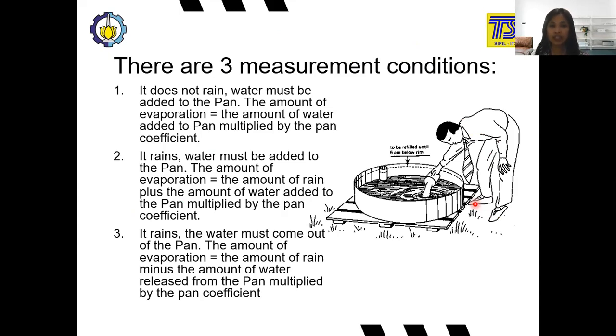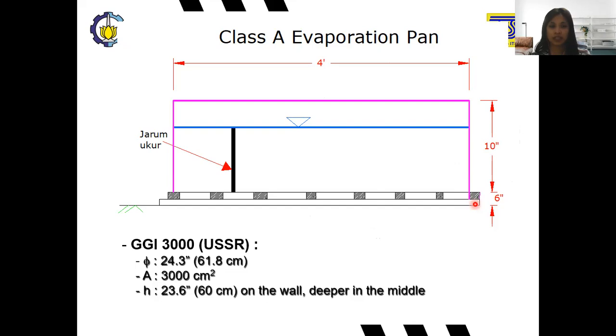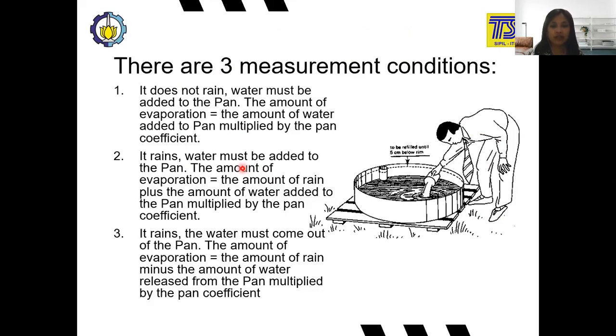Regarding the measurement, there is this measuring device here with the measuring needle here. And how to measure depends on the conditions. So there are 3 measurement conditions. The first one, as you can see, the evaporation pan is open. All 3 evaporation pans have an open area, so if it's raining, the rain can go inside the pan.